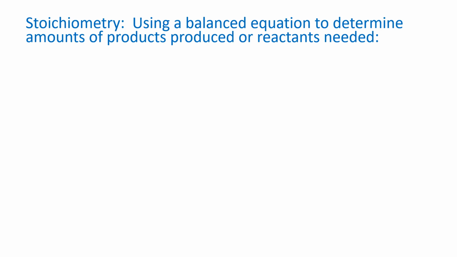All right, so today we are going to very quickly review the basics of stoichiometry. This coincides with section 4.5 in the AP curriculum. Essentially, stoichiometry, if you'll recall, is just using a balanced equation to determine the amounts of products produced or to figure out the amount of reactant that you need.